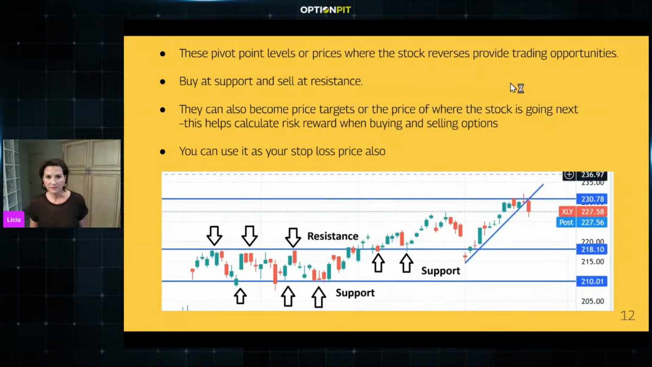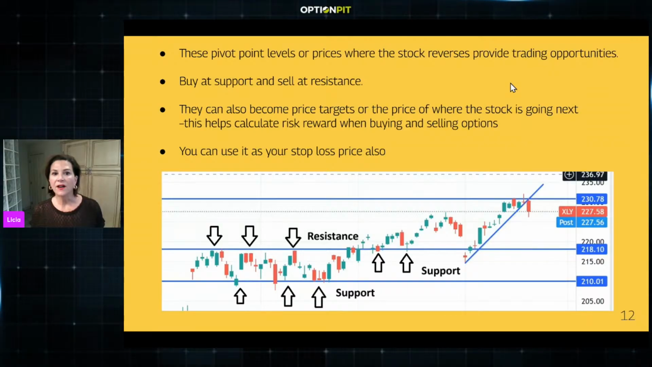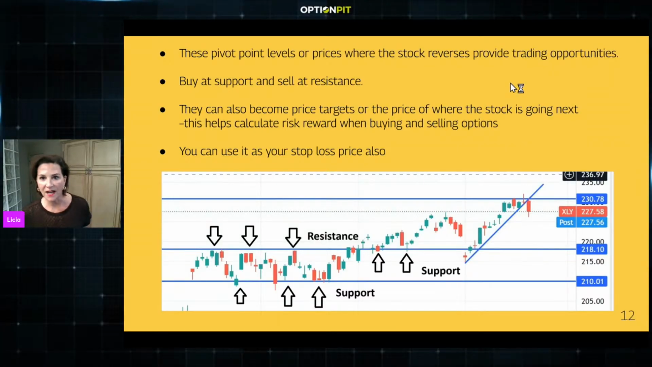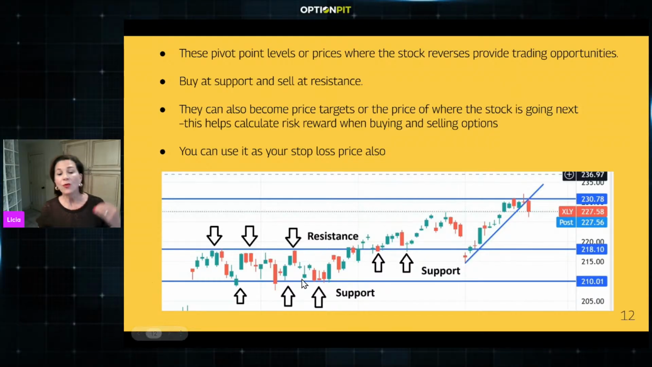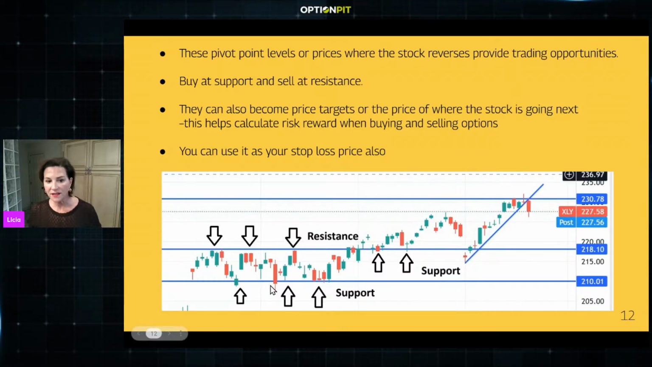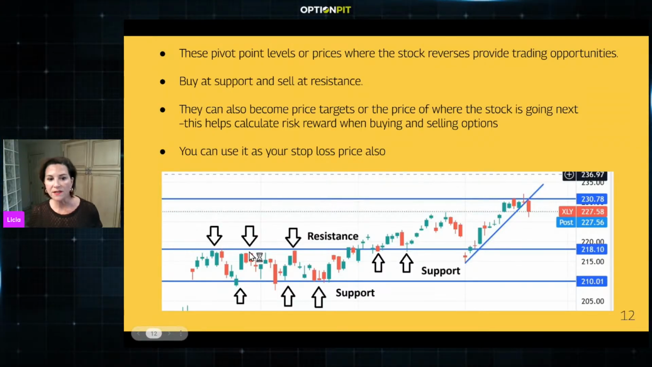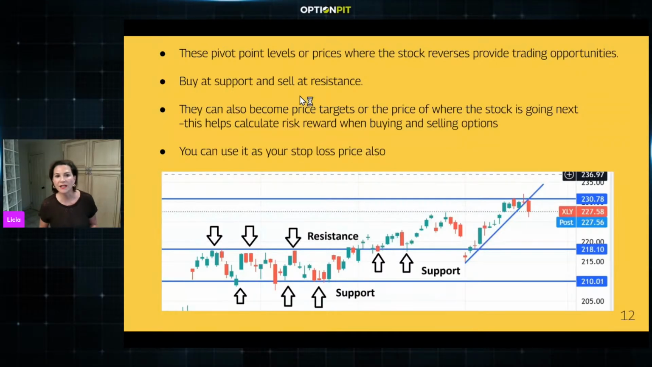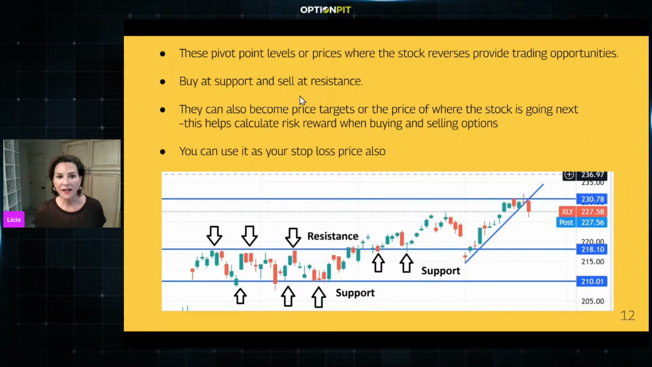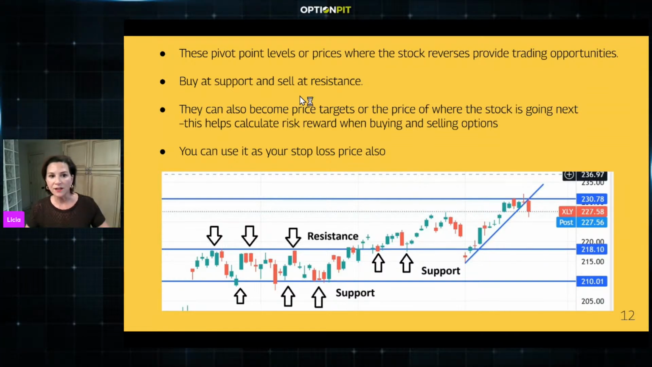Okay, let's walk through it again real quick. The pivot points are the levels or prices where the stock reverses, providing trading opportunities. Well, yes, exactly. When it holds, it is reversing, right? It comes down and holds, it will reverse. Holds at the resistance, it will reverse. These are the places where we have an opportunity to buy or sell. Buy at the support, it's going to bounce. Sell at the resistance, it should sell off.